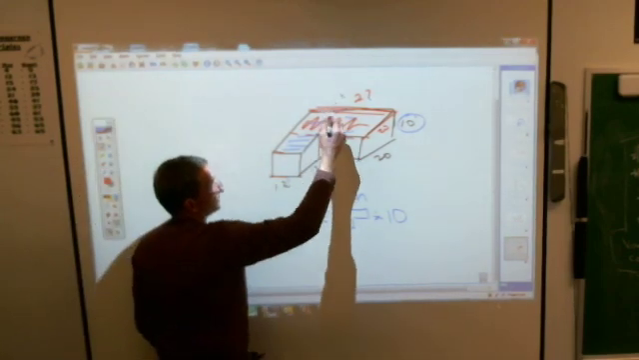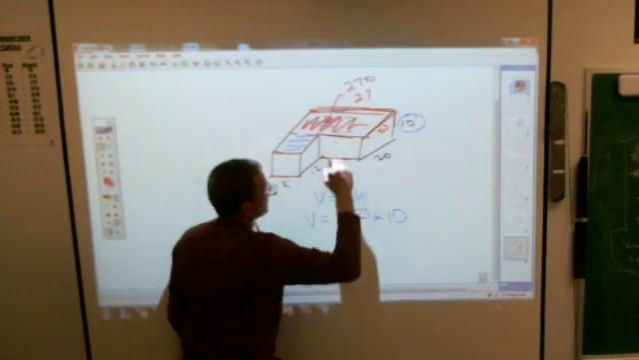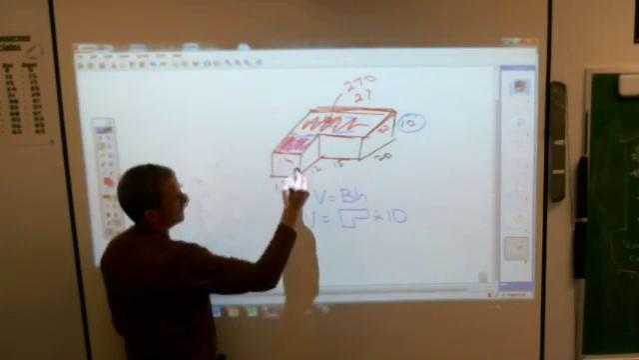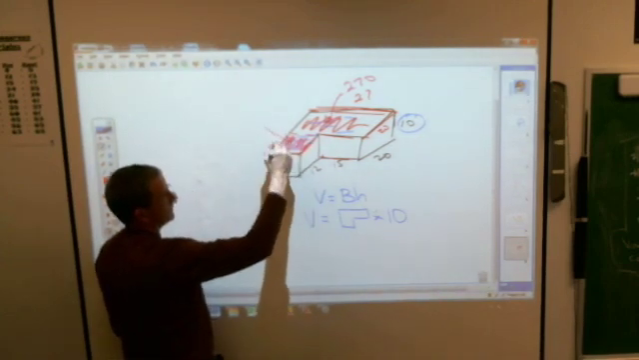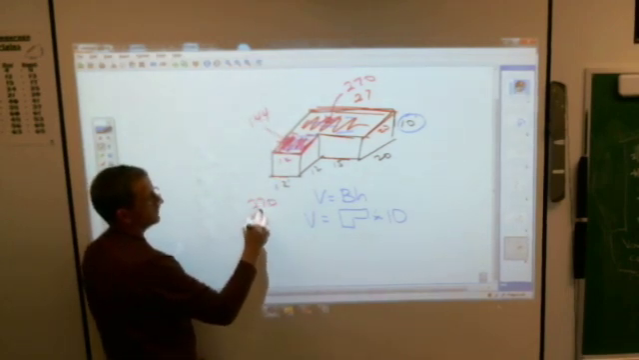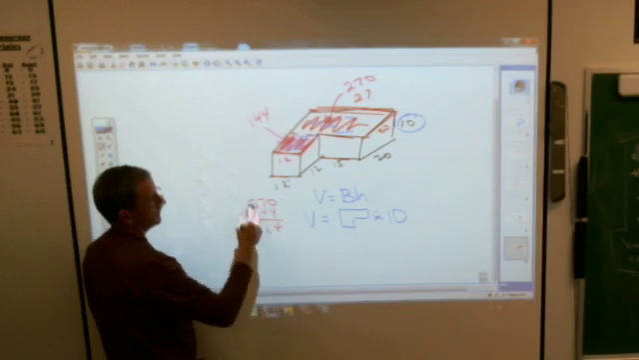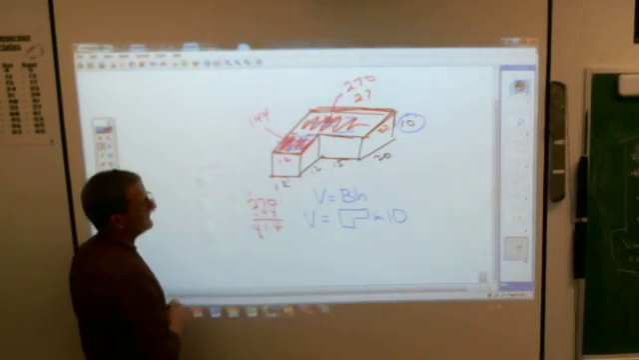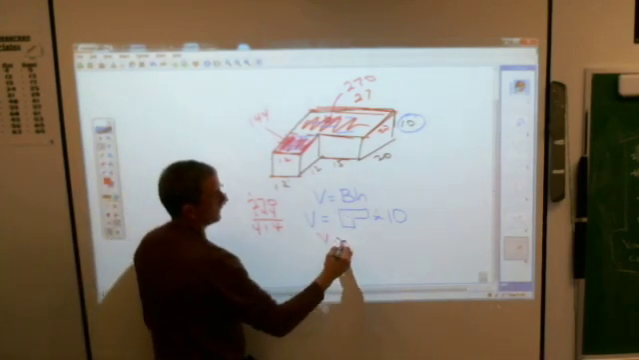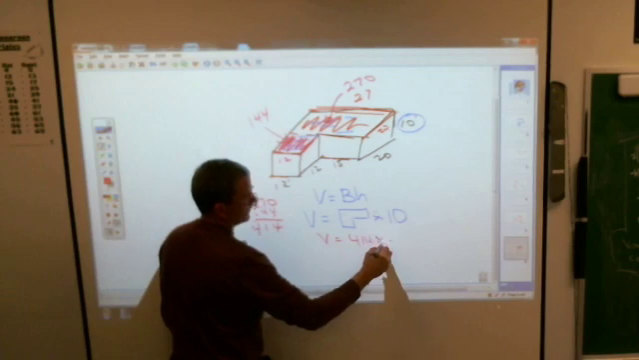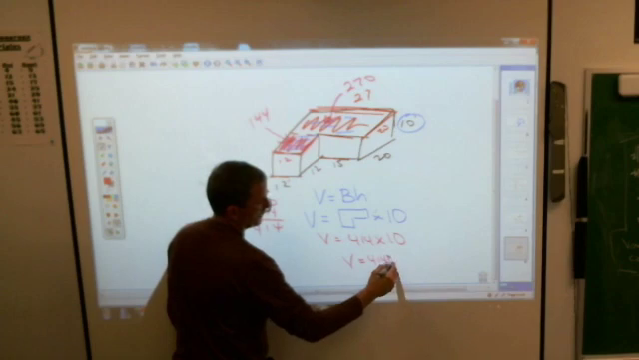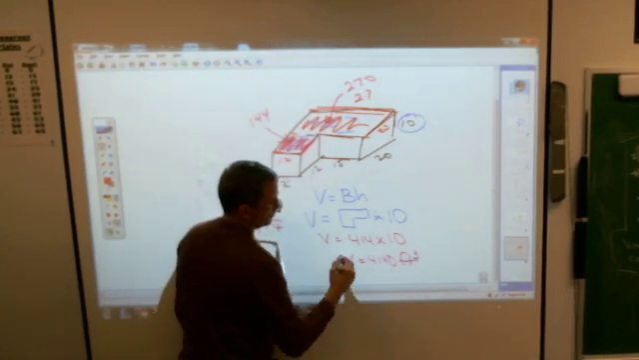So the area of this is 270. Now I need to add the area of this little block right here, which is 12 by 12, and that is 144. Adding the 270 plus the 144, I get 414. Now that's not my answer because remember that just goes right here. Volume equals 414 times 10. Volume is going to equal 4,140 feet cubed.